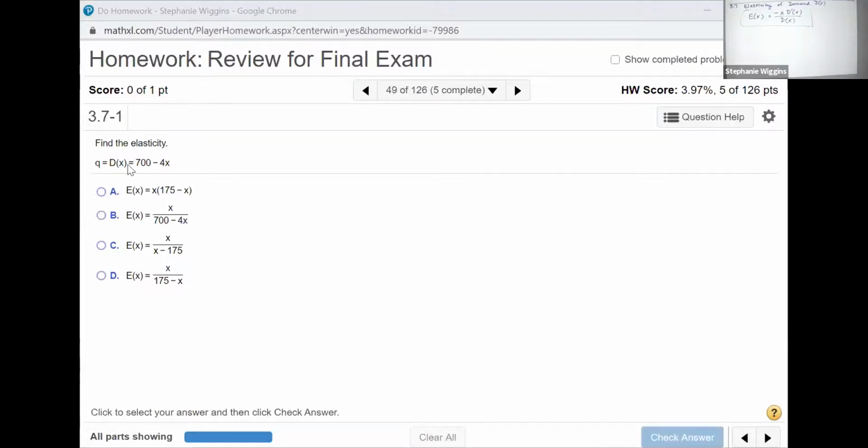So in this particular problem, we're given that d of x equals 700 minus 4x.